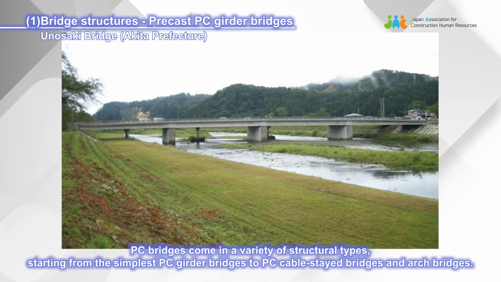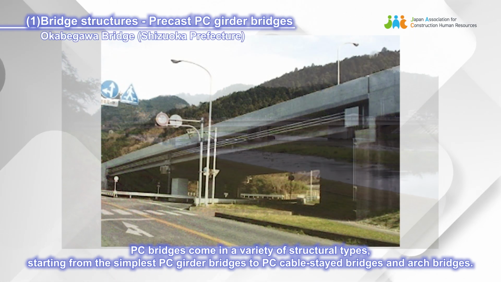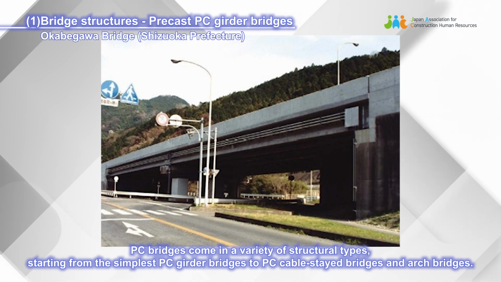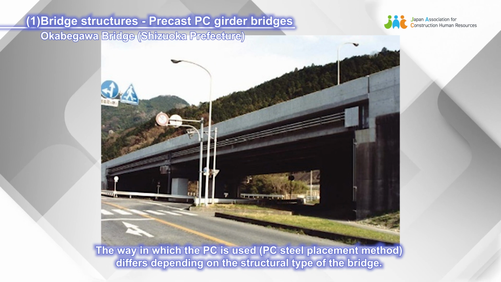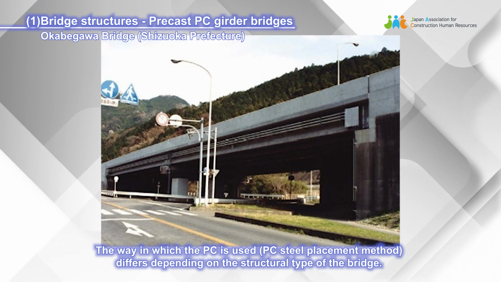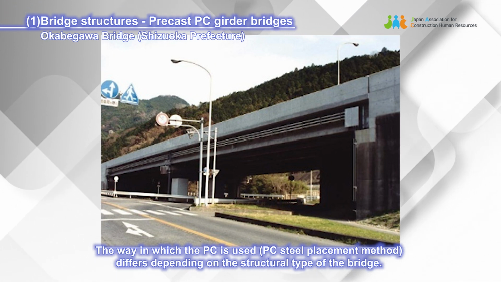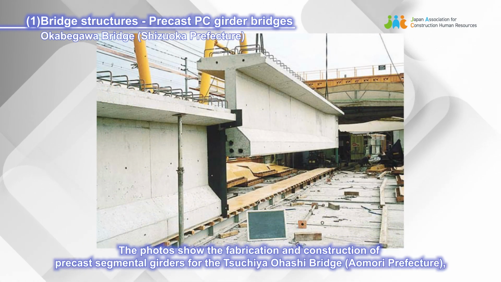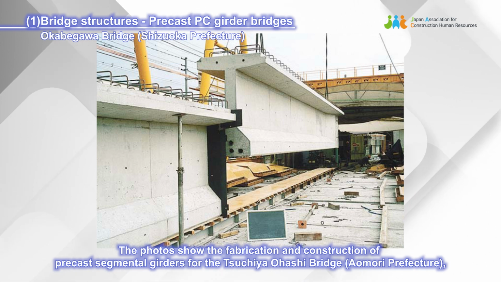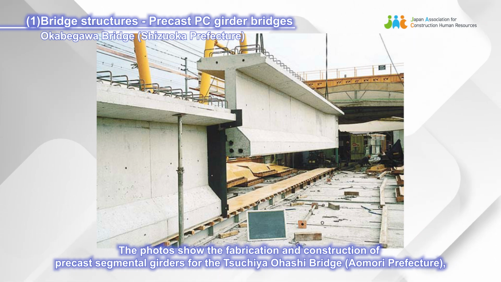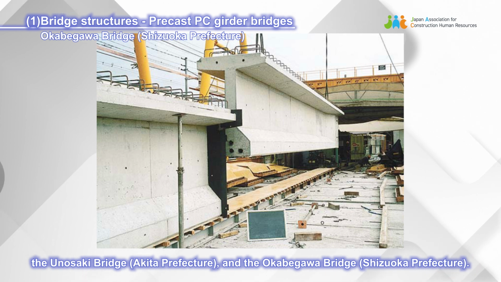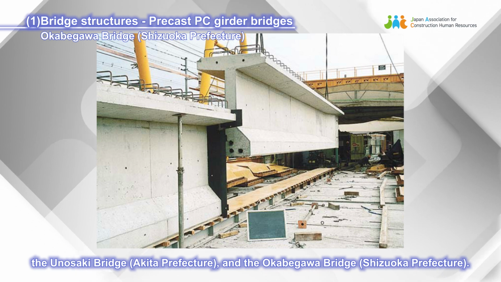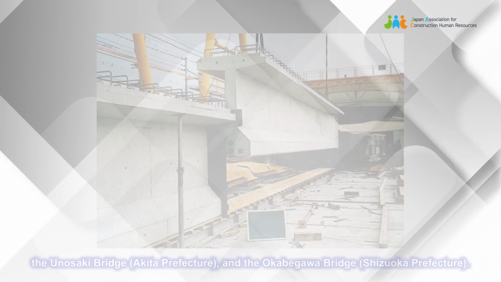PC bridges come in a variety of structural types, starting from the simplest PC girder bridges to PC cable-stayed bridges and arch bridges. The way in which the PC is used, PC steel placement method, differs depending on the structural type of the bridge. The photos show the fabrication and construction of precast segmental girders for the Tsuchiya Owashi Bridge, Aomori Prefecture, the Yunosaki Bridge, Akita Prefecture, and the Okabegawa Bridge, Shizuoka Prefecture.